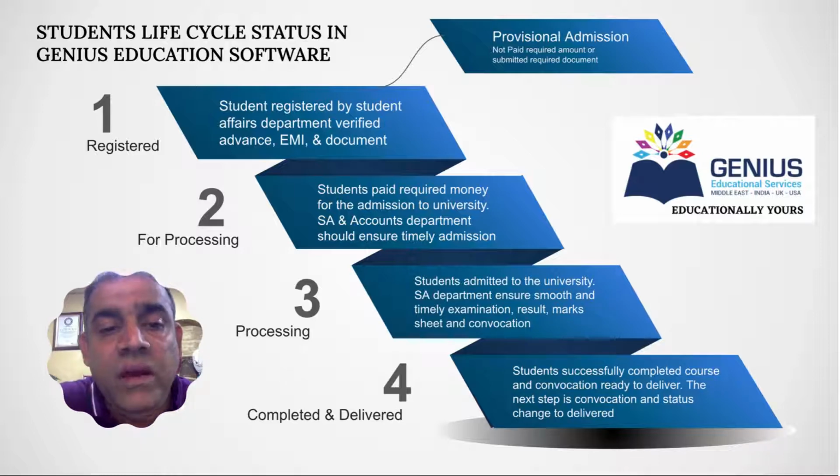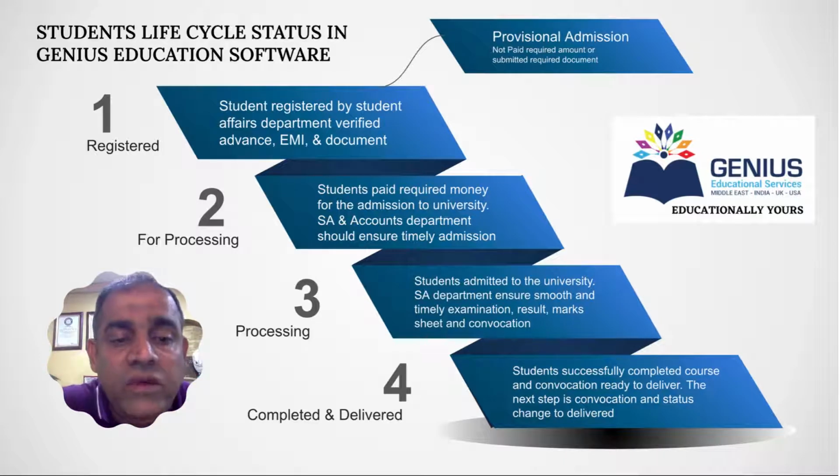We will ensure that the admission happens properly. So it's the For Processing stage. We'll keep everything ready. Now, at this stage, the student is still not admitted. Now we have another stage, Processing.